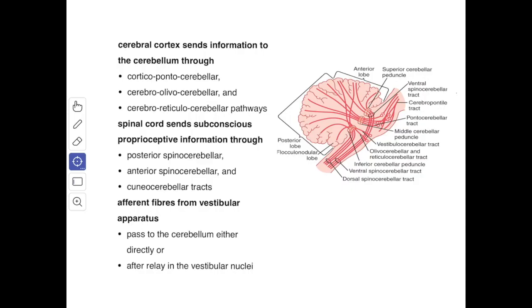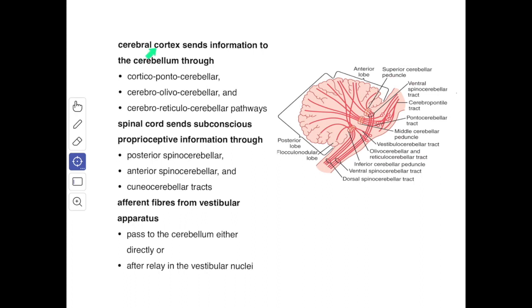Next we'll see about the connections of the cerebellum. First, we'll study about the afferent fibers. The cerebellum receives input through the afferent fibers mainly from the cerebral cortex, the spinal cord, and from the vestibular apparatus. The vestibular apparatus includes the saccule, utricle, and the semicircular canal. In addition, it receives input from the red nucleus and the tectum of the midbrain.